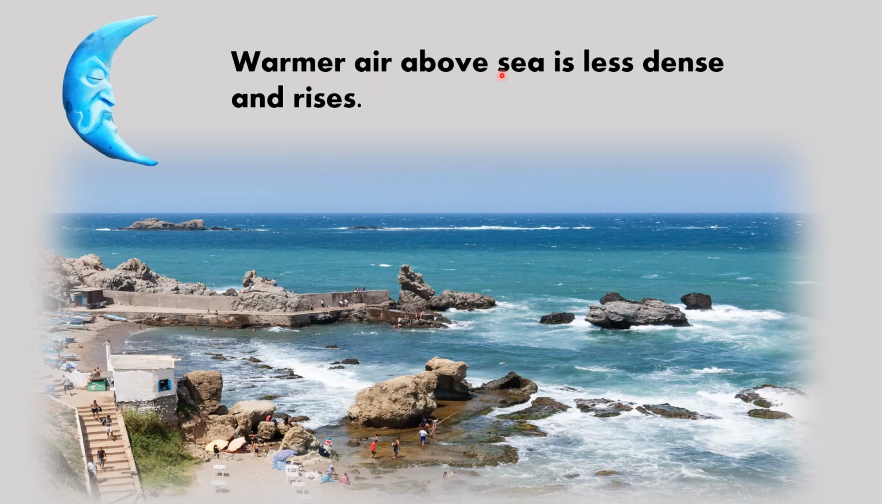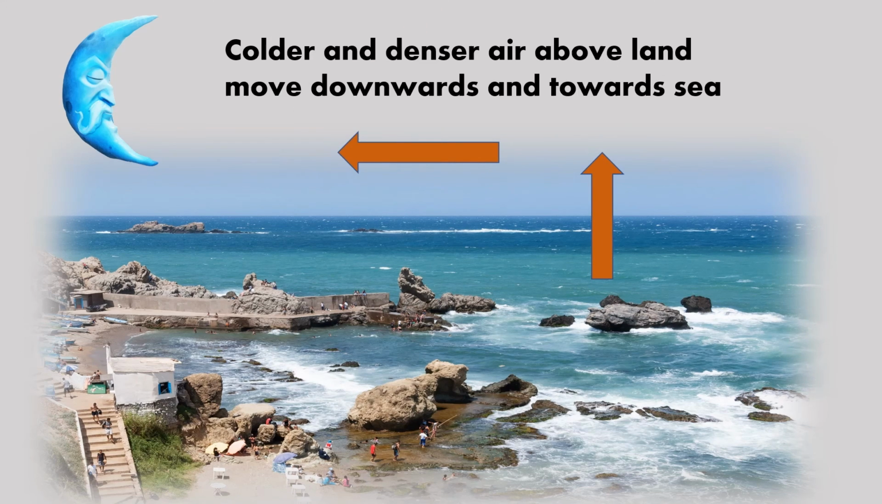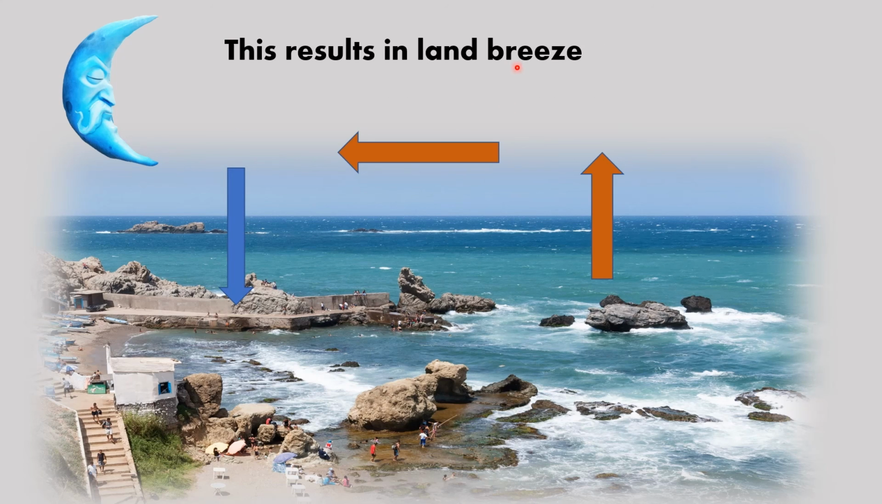Warmer air above sea is less dense and rises. Colder and denser air above land moves downwards and towards sea. This results in land breeze.